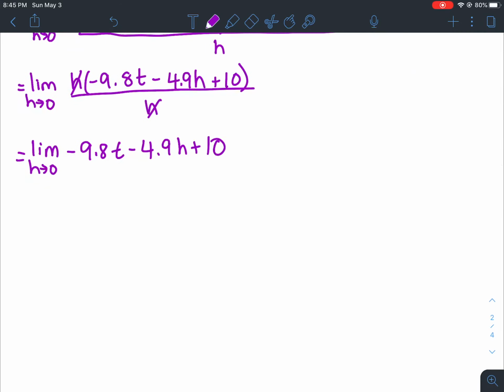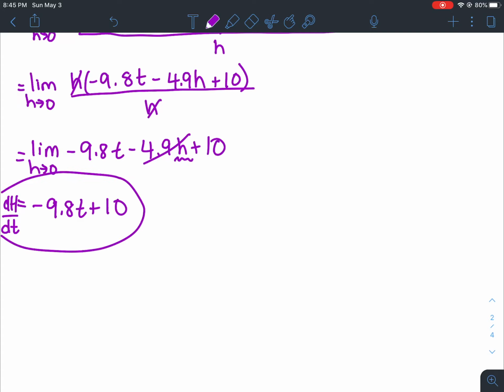And now if I just replace the h with 0, sub a 0 in for h, that guy's going to go away. So I'm just left with negative 9.8t plus 10, which is what dh by dt is equal to. So that is our rate of change of the height of the javelin at time t. This guy right here. Or in other words, that's the derivative of our quadratic expression. Okay, awesome. So we did part A.